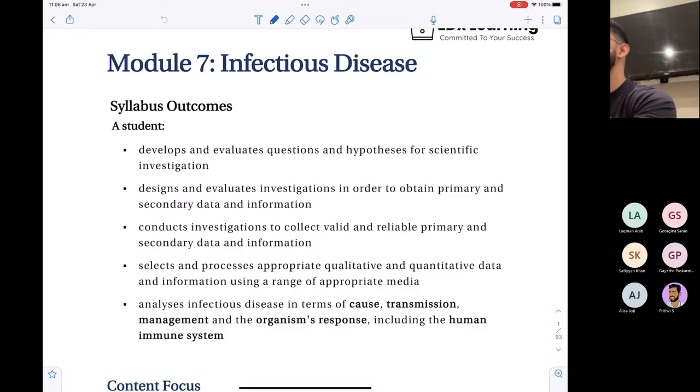Does anyone know any new news about COVID? Any new strains? There is a new strain. Does anyone know what the name of the strain is? There is a new strain called Delta Cron. So, any ideas how a new strain of virus emerges?